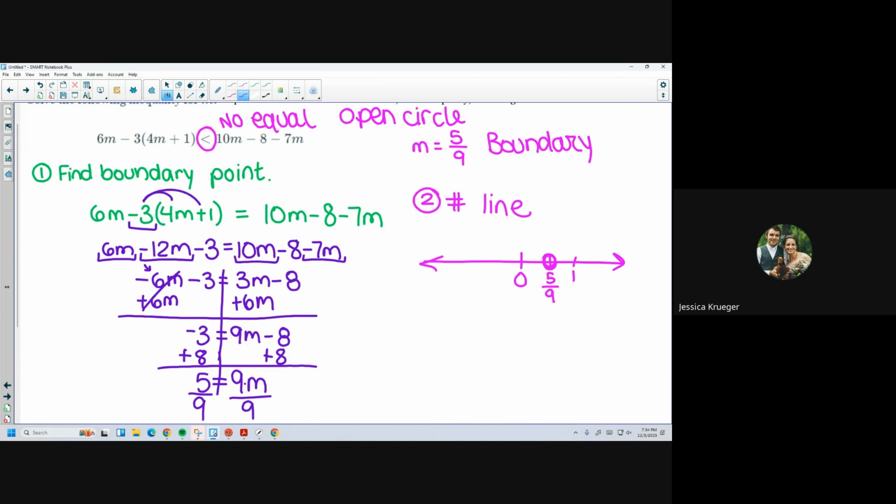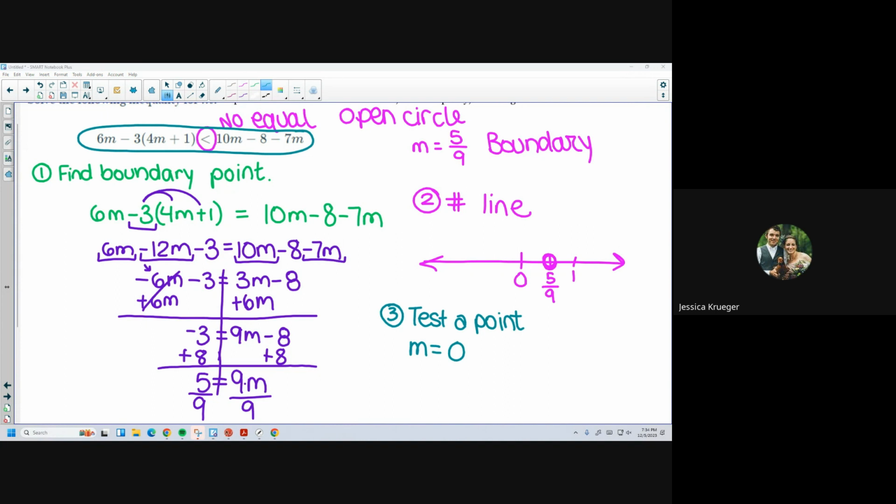My next step is to test a point. I want to pick a point other than the boundary, and I want to see if it makes the original inequality true or false. I always like to use 0 if it's available. So I'm going to test m equals 0. Now, if you don't have a calculator, I'd like you to pause this video and get up and grab a calculator.